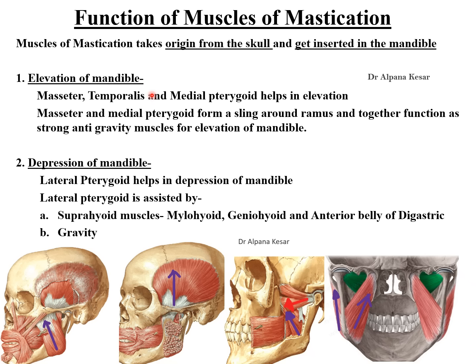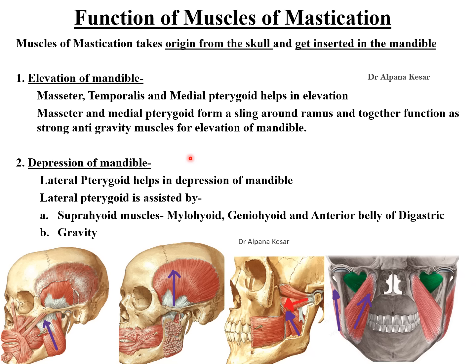Elevation of mandible is brought about by three muscles, namely masseter, temporalis, and medial pterygoid. Masseter and medial pterygoid forms a sling around the ramus of the mandible and function together as strong anti-gravity muscles that helps in the elevation of mandible.